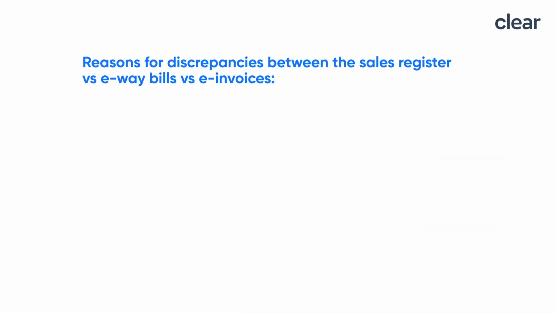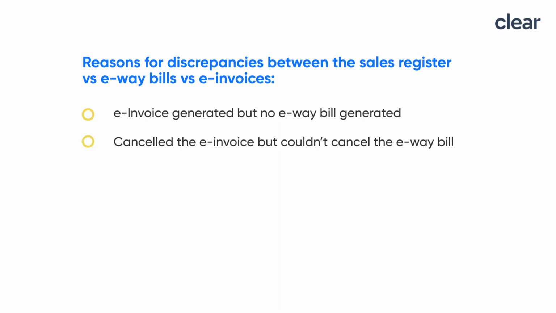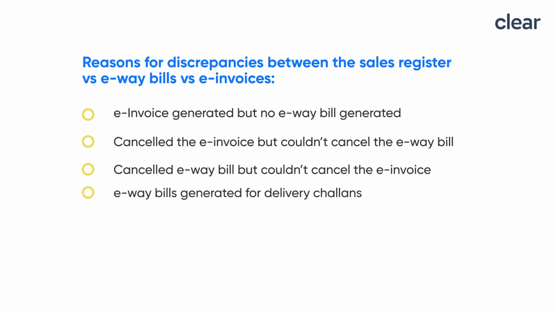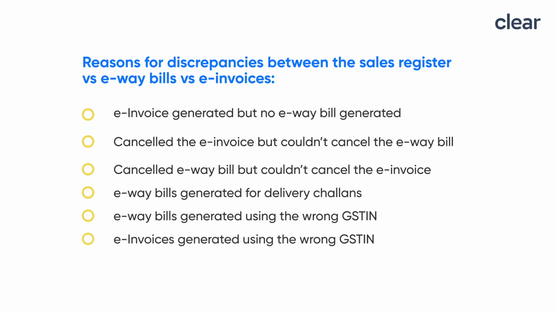Let me share the reasons for discrepancies between the sales register versus e-way bills versus e-invoices. E-invoices generated, but e-way bills have not been generated. Cancelled the e-invoice but couldn't cancel the e-way bill. Cancelled e-way bill but couldn't cancel e-invoices. Now, e-way bills generated for delivery challans, e-way bills generated using wrong GSTIN, e-invoices generated using wrong GSTIN, e-way bills generated by others on the seller's GSTIN.